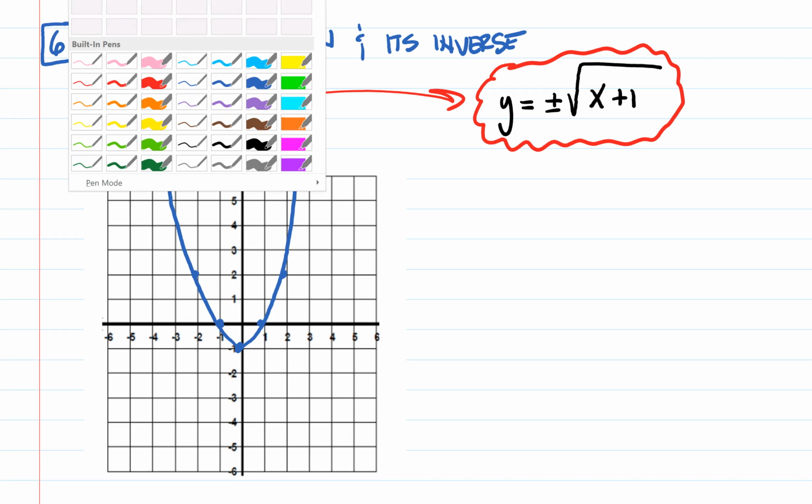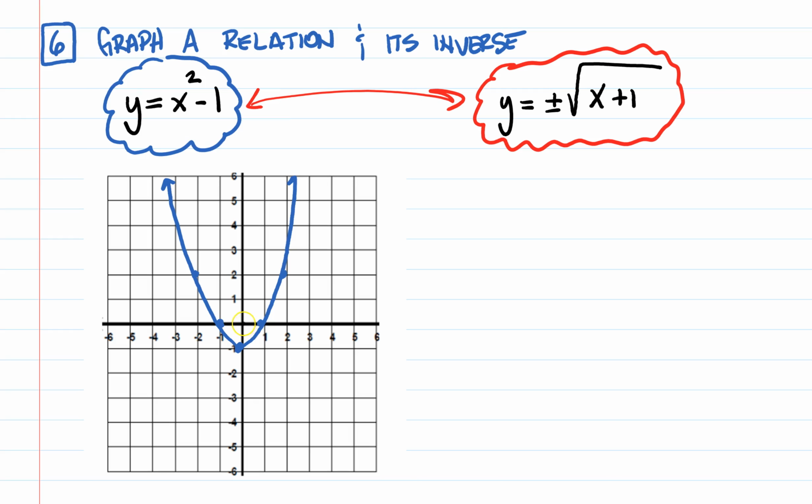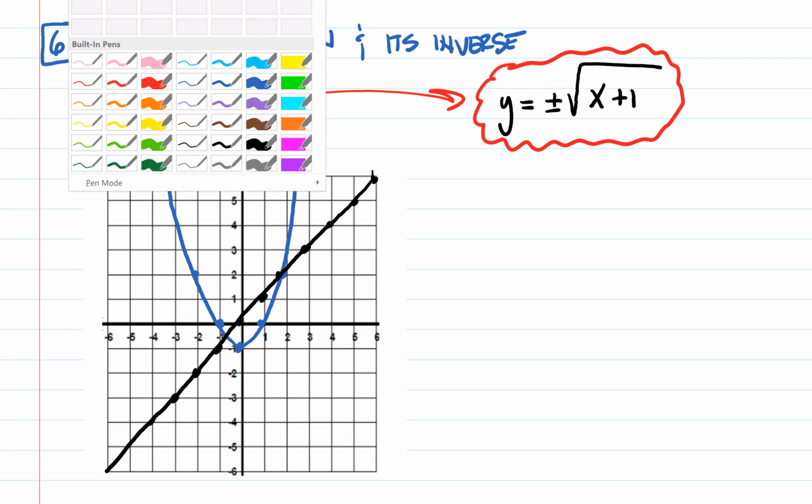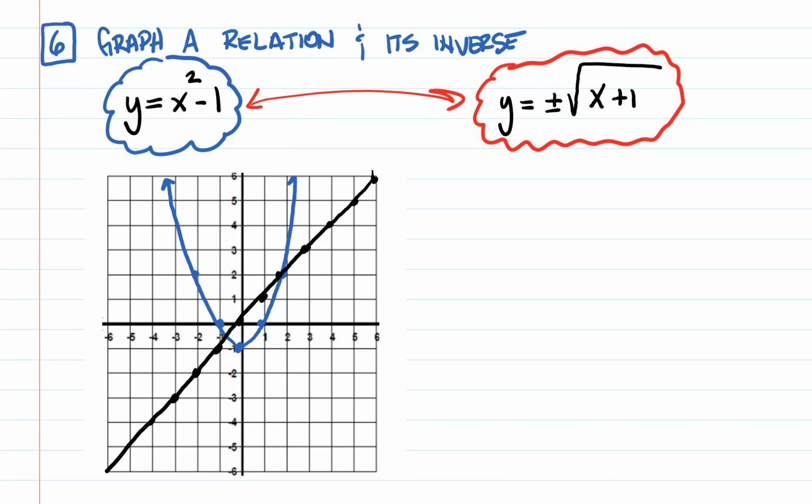Okay, now remember that the graph and its inverse relation are reflected over the line, this main diagonal here, y equals x. So I'm going to go ahead and put that in really quick for us, and then try my best to get it as straight as I can. And then now I'm going to take each one of these points, and I'm going to mirror it over the line.